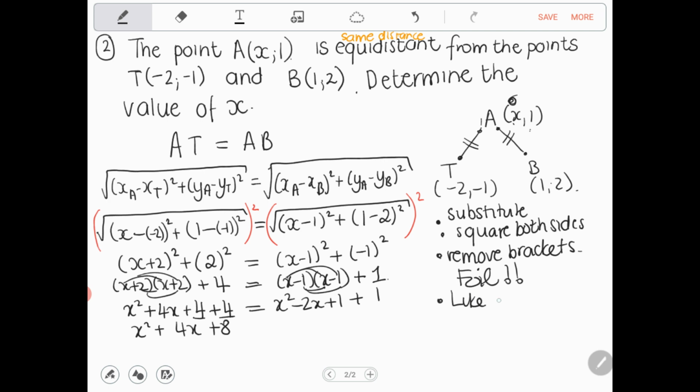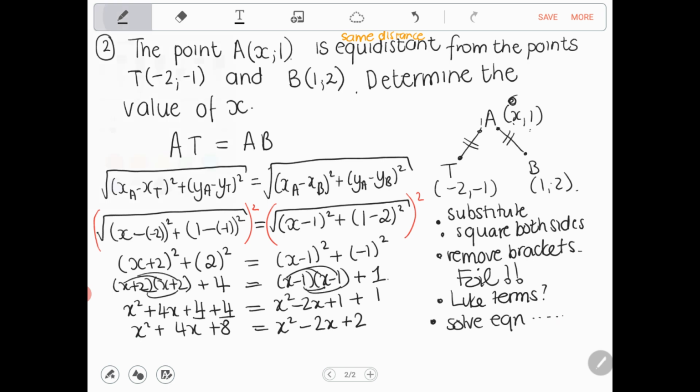Look for like terms. So on the left-hand side, my 4 and my 4 give me an 8. And on the right-hand side, my 2 and my 1 and my 1 give me a 2. Okay, this looks like a quadratic equation.